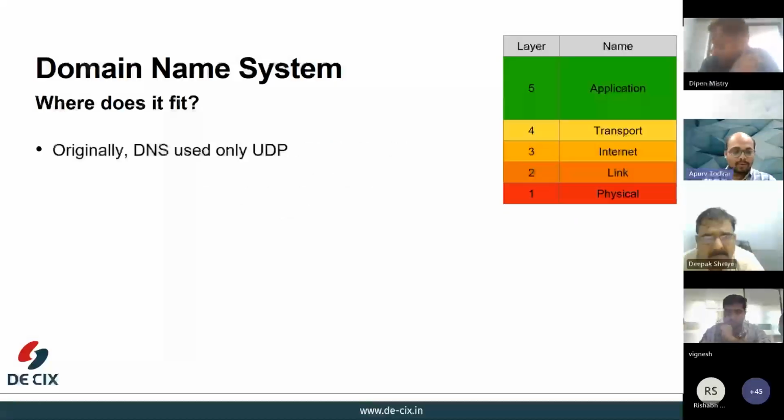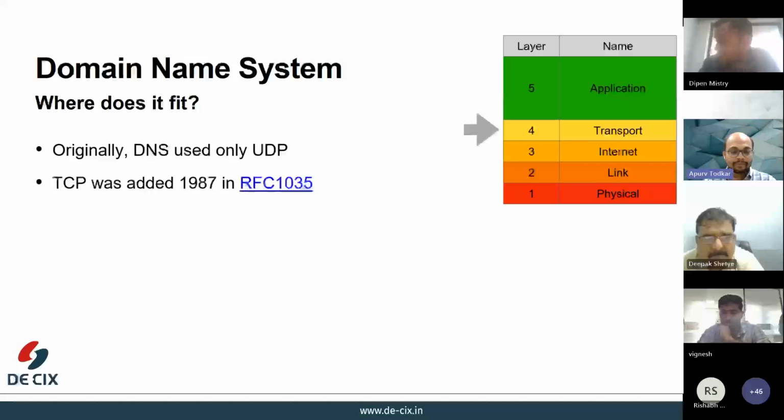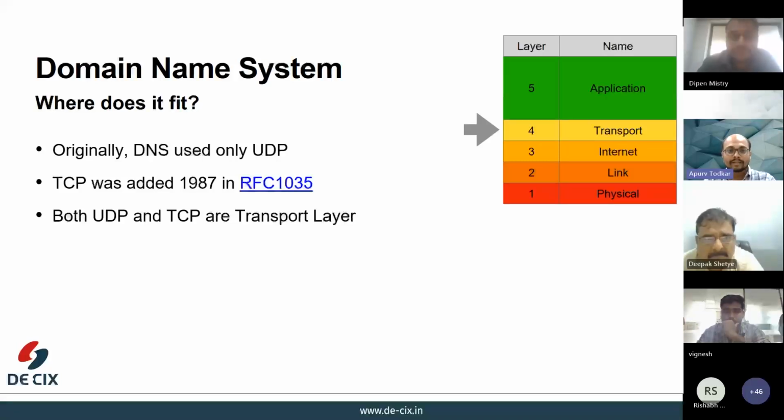So you must be thinking, where does DNS actually fit in? The domain name system performs the translation of names to IP addresses. How does it fit into our protocol stack?